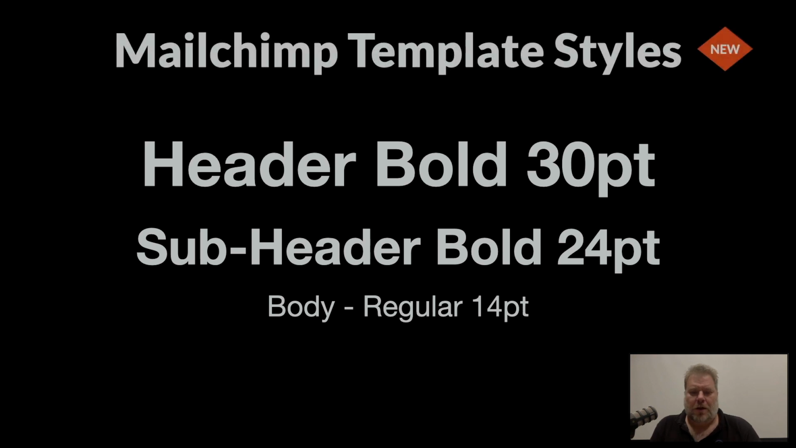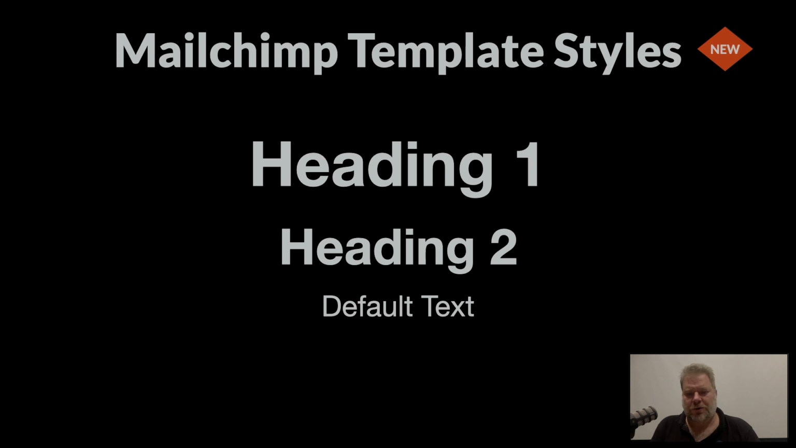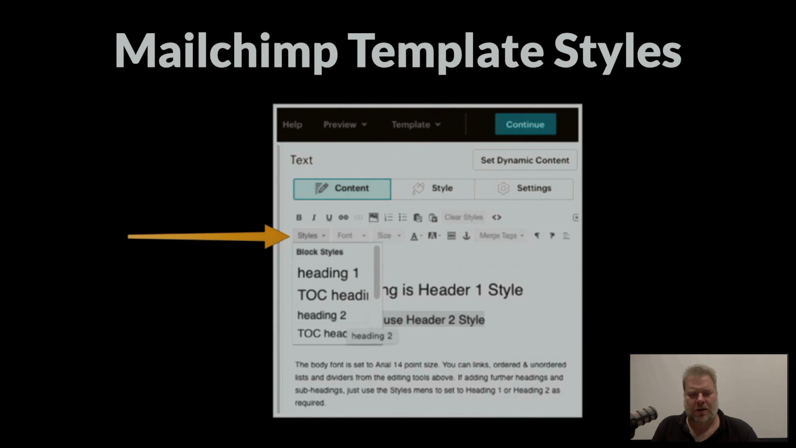In the new template, we've actually done a little bit of work to make these easy to use with template styles. So rather than you having to set all these fonts directly, you can use the heading 1, heading 2, and default text settings in this little style drop list. If you highlight the text that you want to change, you can then just simply select the appropriate style from the drop-down box.